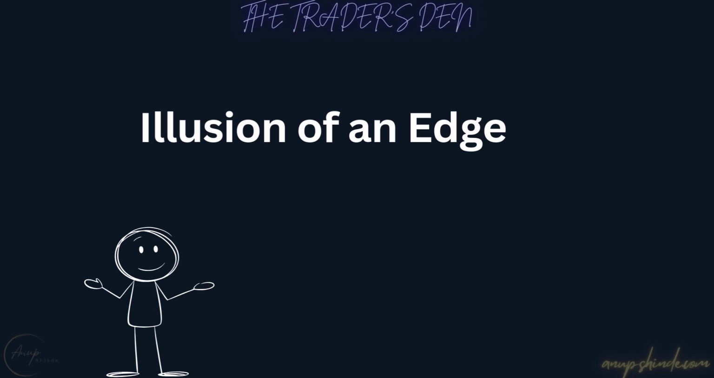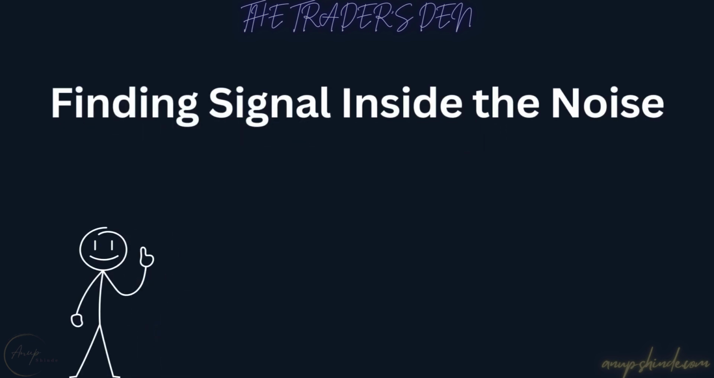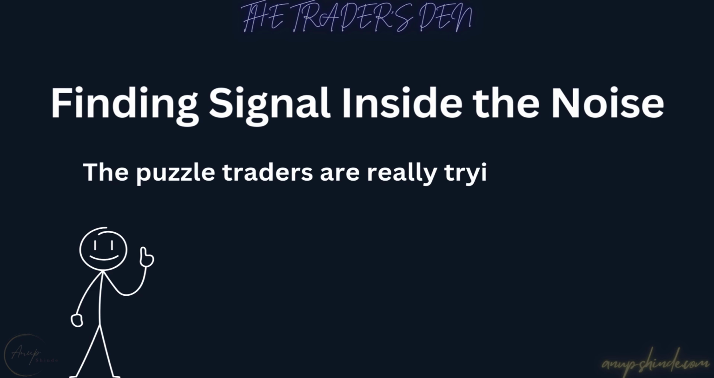But here's the bigger question: what if the underlying signal isn't purely random? By pure randomness, we mean no hidden structure at all, just coin flip noise. But markets rarely behave that way. There are patterns, biases, and structures, even if they're buried under layers of noise. And that's the puzzle we traders are really trying to solve, finding signal inside the noise.